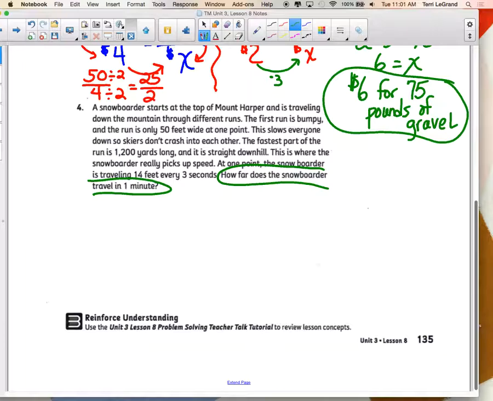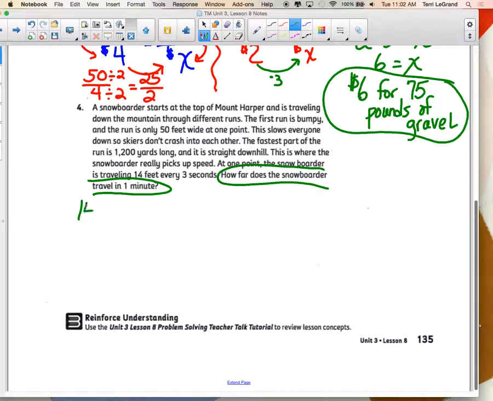So how do you feel about the fact that there's that spot where the run is 50 feet wide? Does it matter? Not in what we're going to be looking for. Does it matter that the fastest part is 1,200 yards long? No, just that we're going to avoid it, or at least I am. Wade? I wanted to set up the problem. Okay, you're ready to set up the problem for me. Okay, what are you going to do?